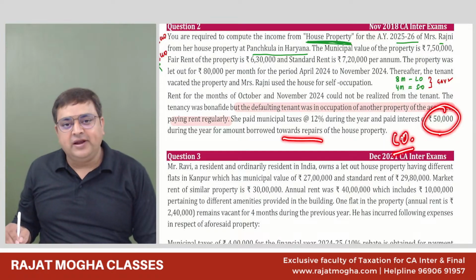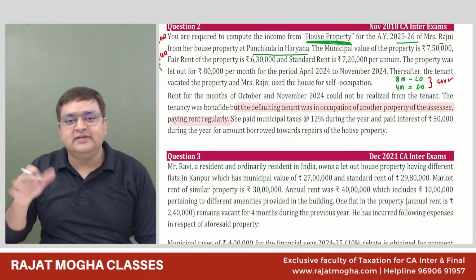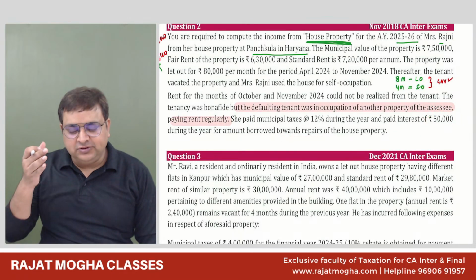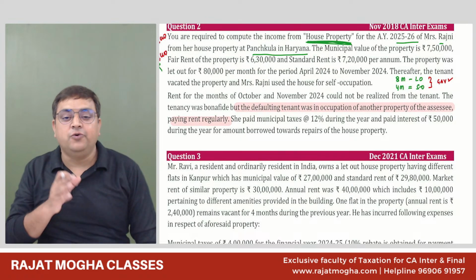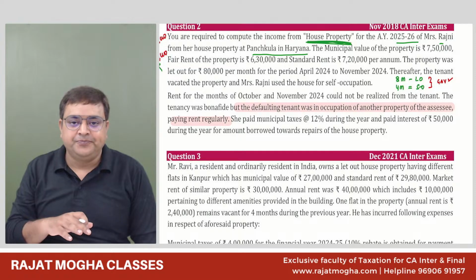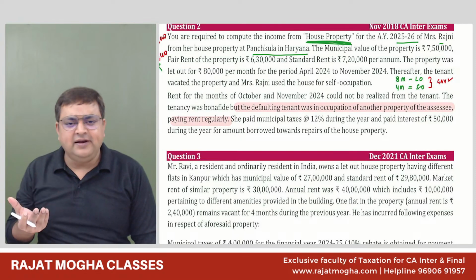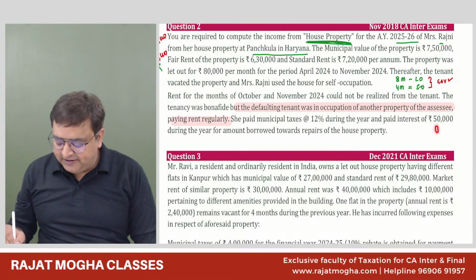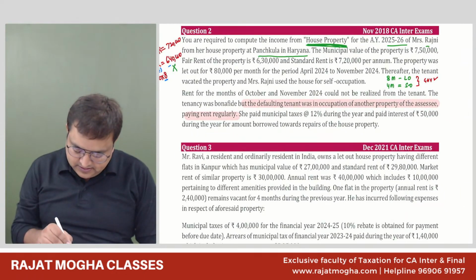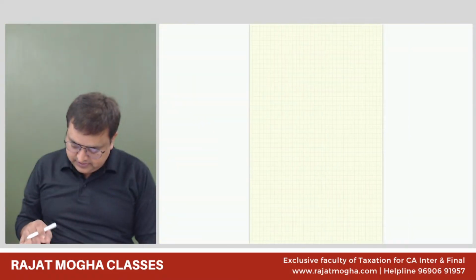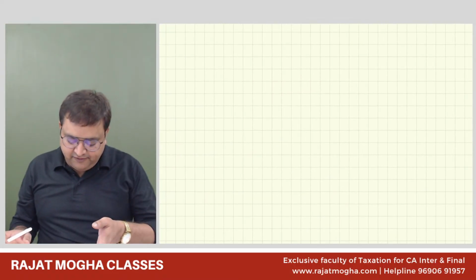Right? So for let out property, there is no limit. Everything is allowed for repairs also. The 30,000 limit is allowed for repairs only for self-occupied, and that too in the optional regime. For let out, there is no such limit. So the entire 50,000 can be allowed. Okay. Everybody with me.